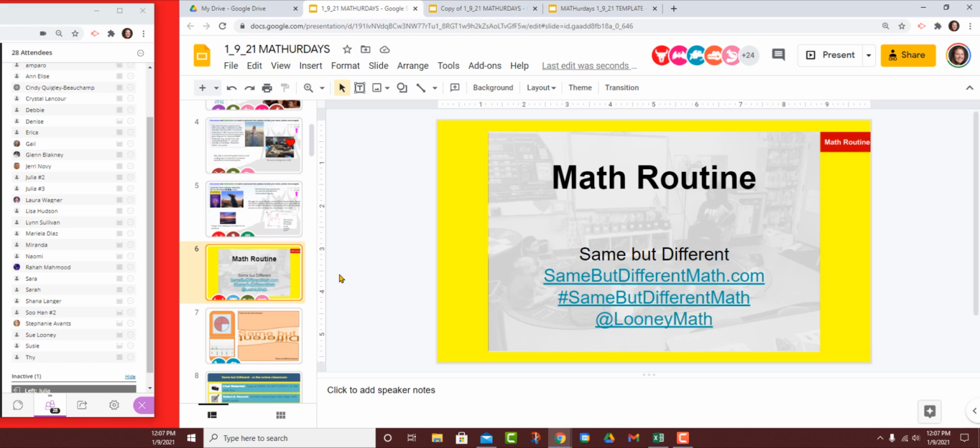This math routine is called Same But Different. I've got this from Sue Looney, and what we're going to do is the activity, but with a little bit of a twist to make it online friendly.